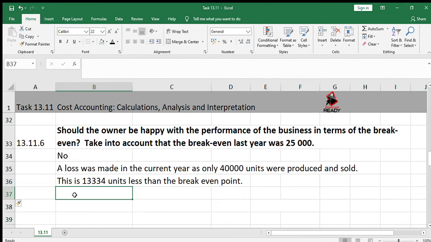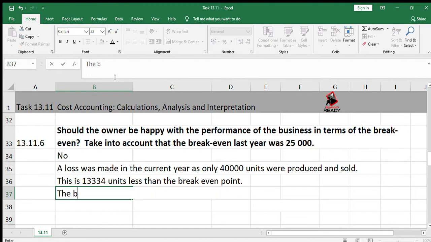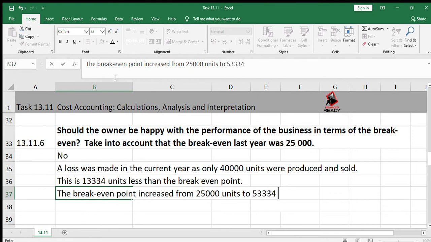Okay, you can also say that the break-even point increased from 25,000 units to 53,334 units.